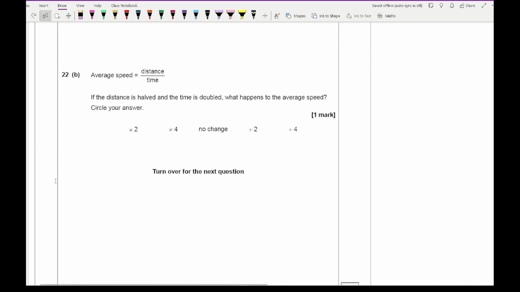And for question 22b, it says average speed, and it says if the distance is halved, so that's 0.5, and the time is doubled, that's what we want to work out. So what this then becomes is a half divided by 2. Convert that to a fraction, and then we get a half times 1 over 2, which is a quarter. What's the same as multiplying by a quarter?